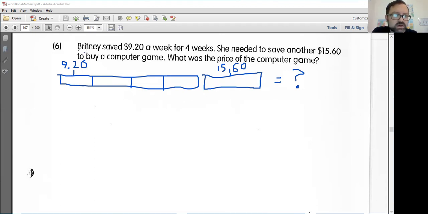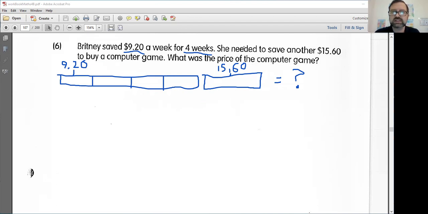I know that in 1 week she saved $9.20. We have 4 weeks here. So our first step should be to multiply $9.20 by the 4 weeks. This will give us this amount. Do you know how much the computer game is yet?